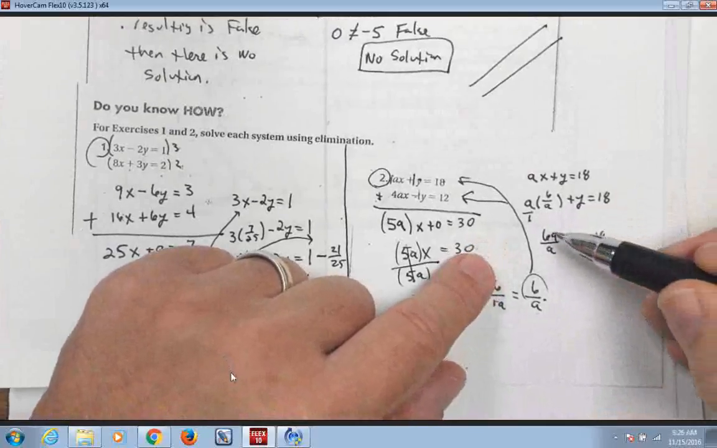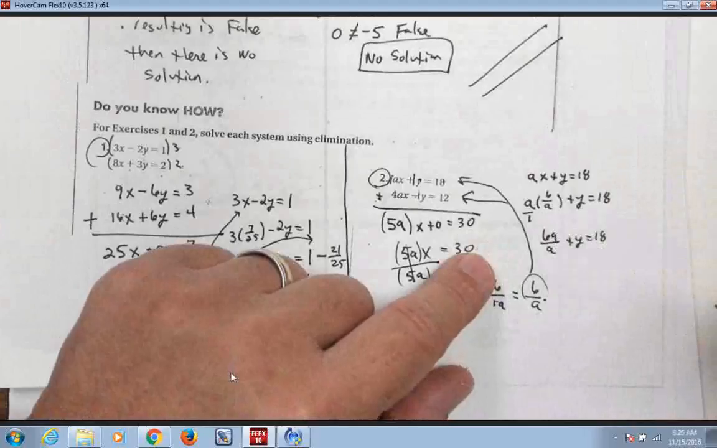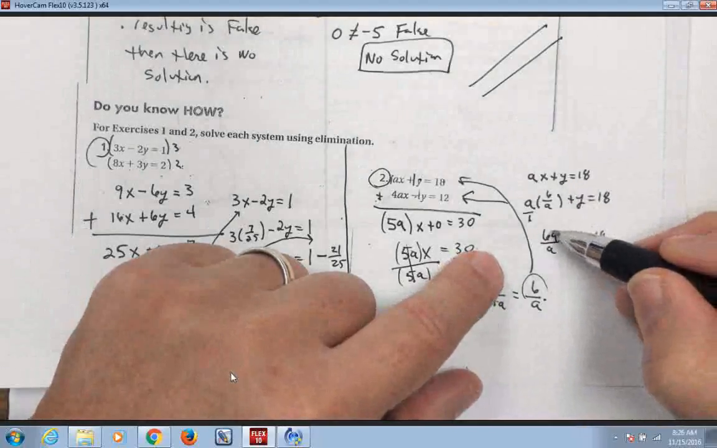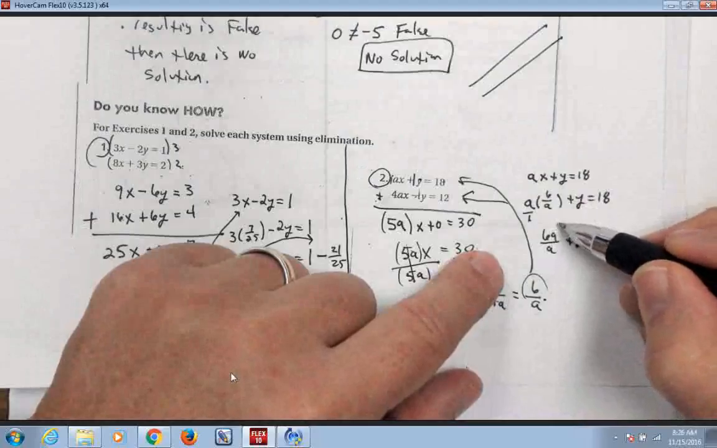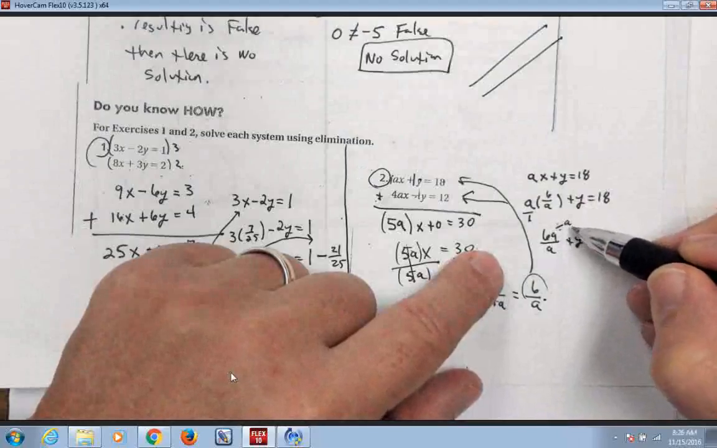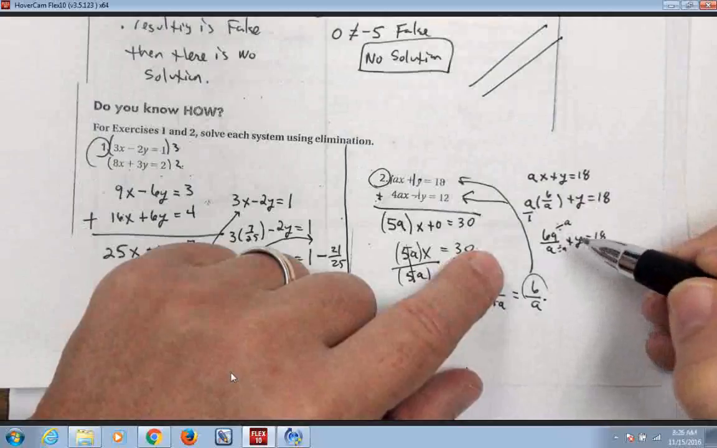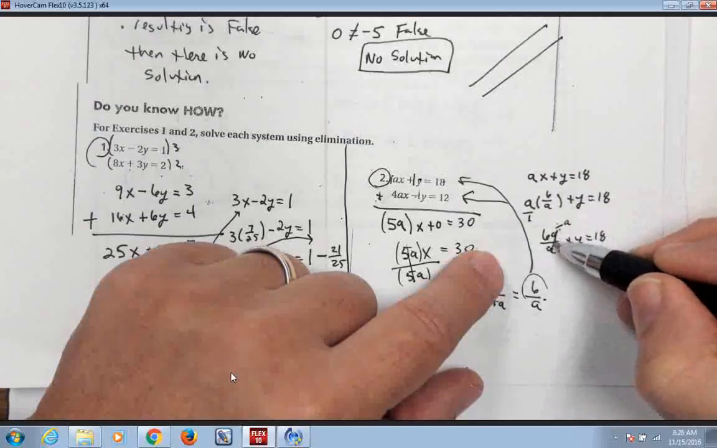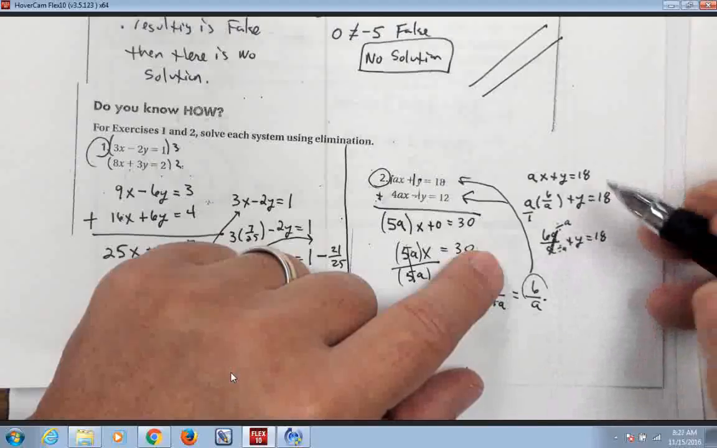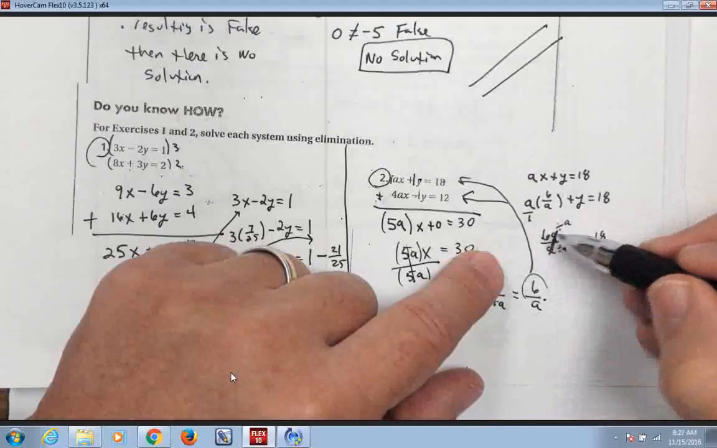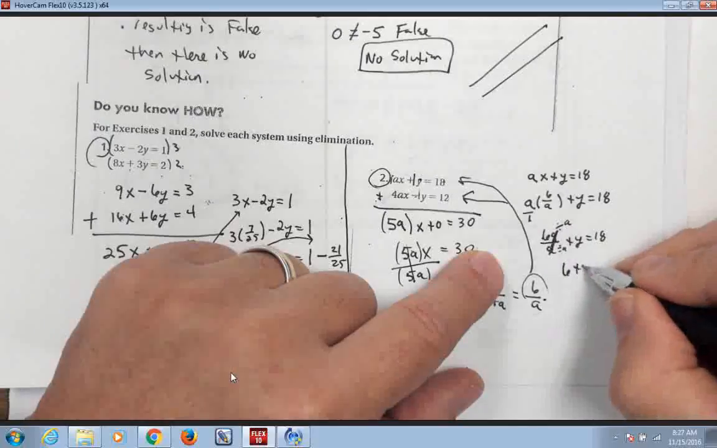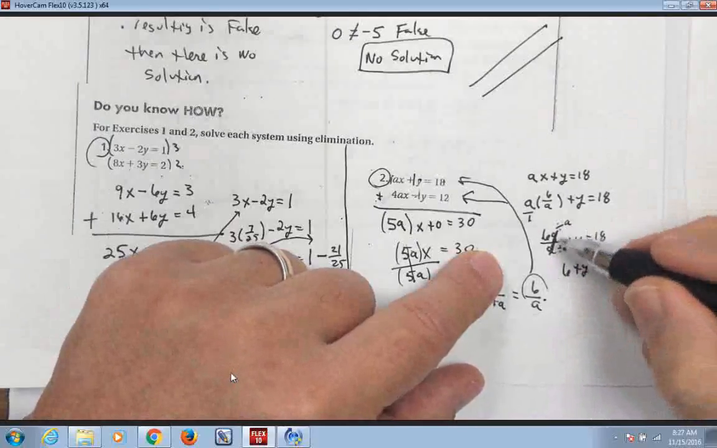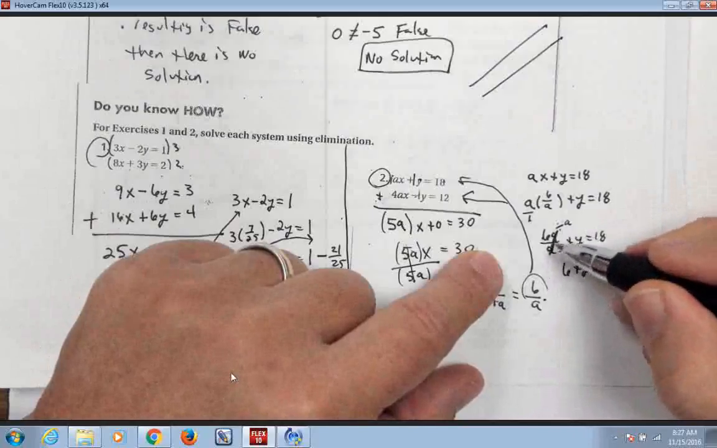Alright? So what is 6a divided by 1a? Remember, these have a common factor of an a, right? So I can divide this by a. And I can divide this by a. Or I can think of it as an a divided by an a is a 1. The same thing, right? So this is really just a 6. 6 plus y is equal to 18. Because a divided by a is the same thing as 1.